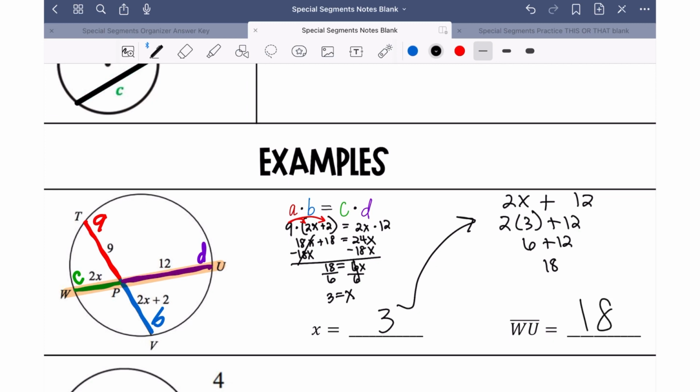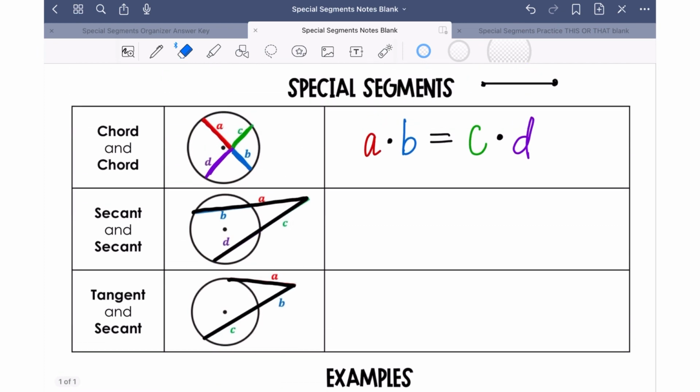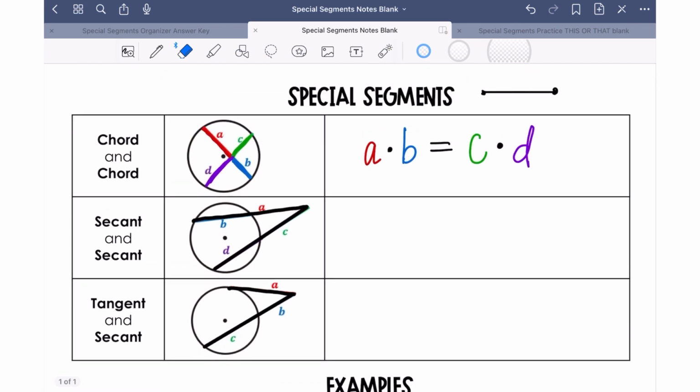Okay. All right. That was chord and chord. The next video is going to be secant and secant. Okay. So watch the next video.